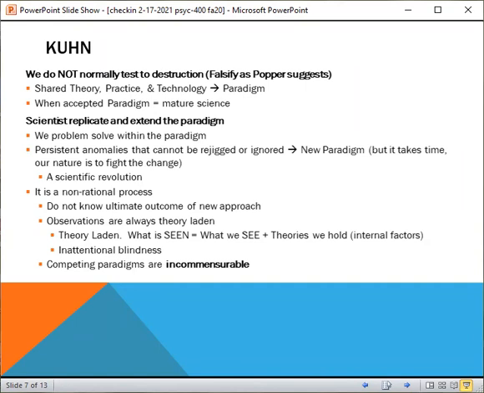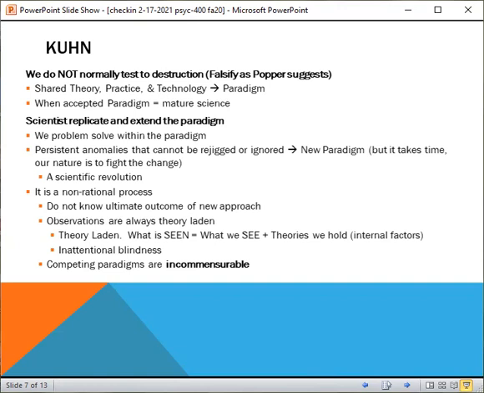And this is how he explains why it's non-rational. First, we don't know the ultimate outcome of any new approach or new paradigm. So there's this big question mark as to, well, what's going to happen? Well, we don't know, all right? And then the other thing is what we saw previously in the previous slide. Observations are always, always, always theory laden. Theory laden basically says this: what you are seeing is equal to what we actually see and the theories we hold.